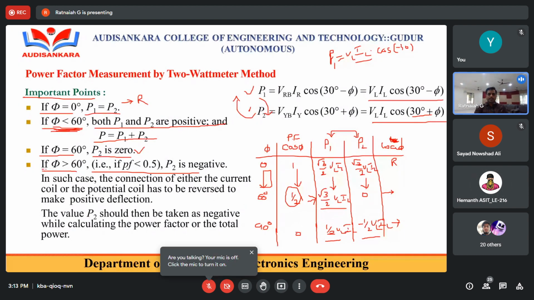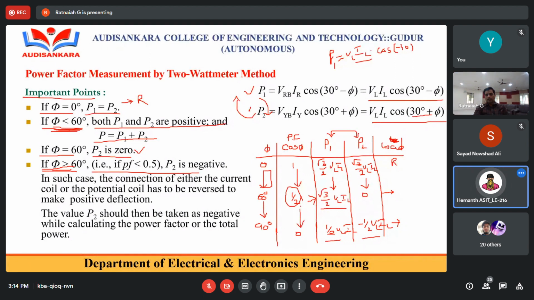Now for phi greater than 60 degrees. That means I am taking the phi value greater than 60 degrees. So I'll keep on increasing the phi value from 60 to 90. What about the power factor again? Decreases. So the power factor is decreasing. At the same time, one wattmeter reading is slightly decreasing, and automatically the other wattmeter reading is going to be negative.